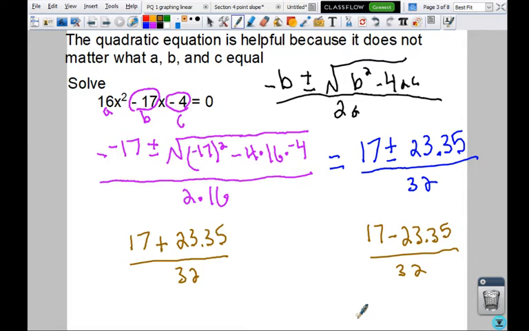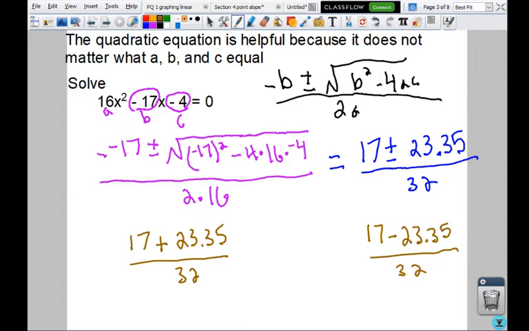Alright, so I'm going to plug each fraction just into Desmos like this. So I'm going to go 17 plus 23.5 divided by 32. Actually, I think I'm going to need to put it in parentheses to make my divide work. So when you plug this into Desmos, put the top part in parentheses, and then you can go divided by 32. And I get my first answer is 1.27.